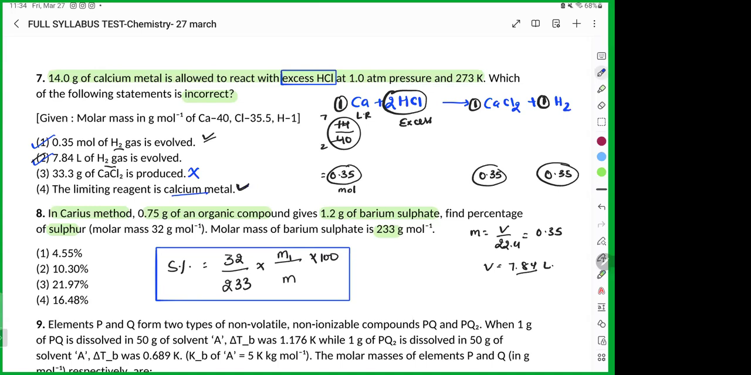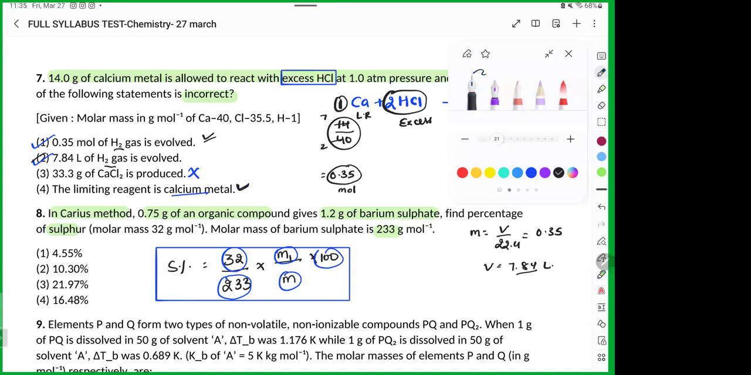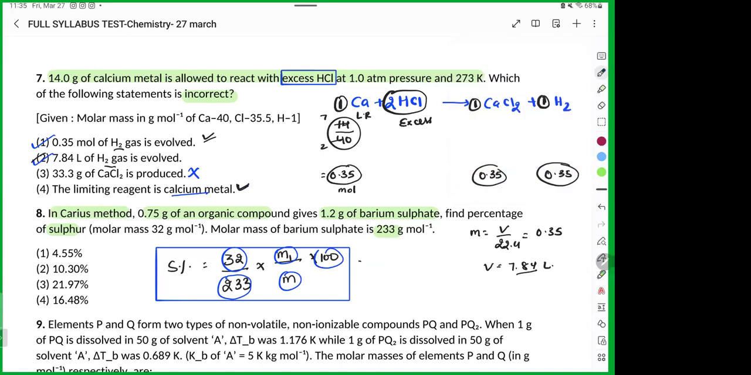Given mass of sulfur 32, 233 total mass of barium sulfate. Barium sulfate given mass by total mass of the organic compound, multiply by 100. So 32 by 233, this is 12 by 10. Organic compound 75 by 100.